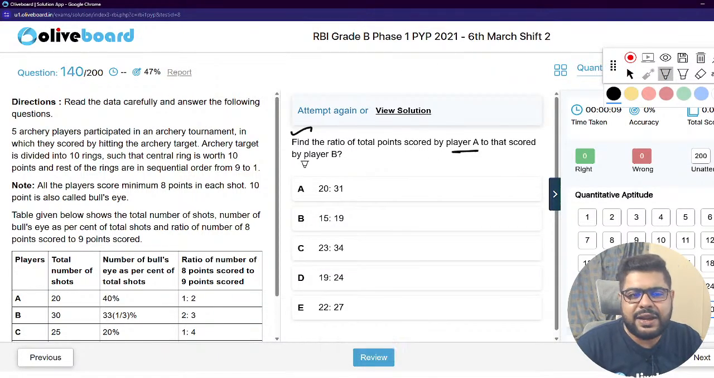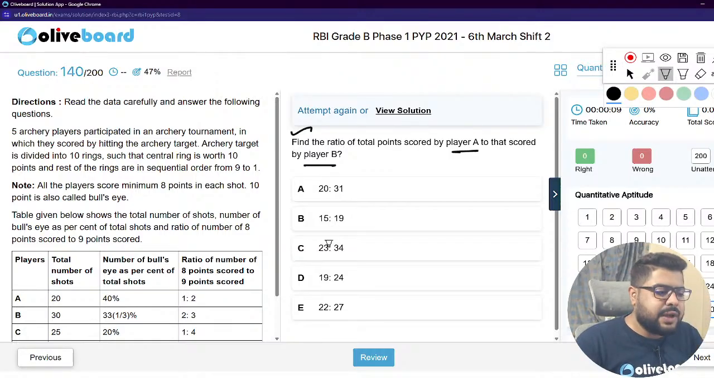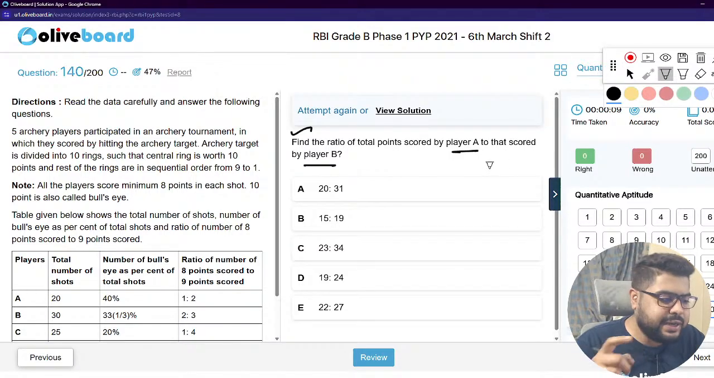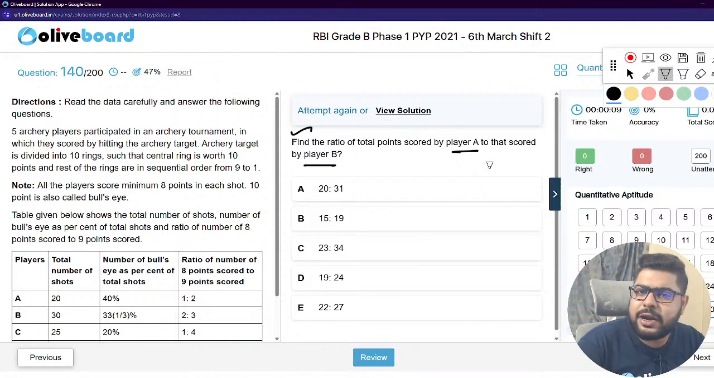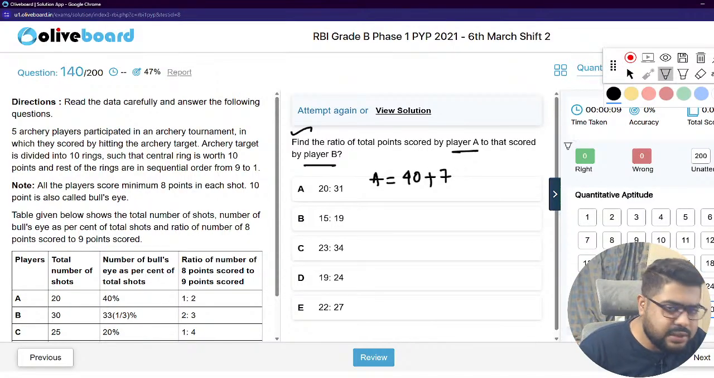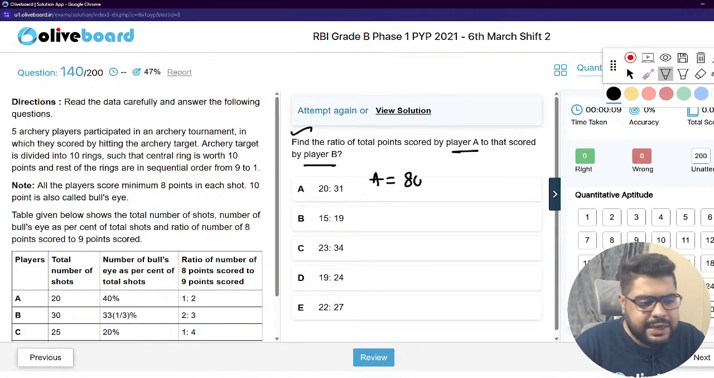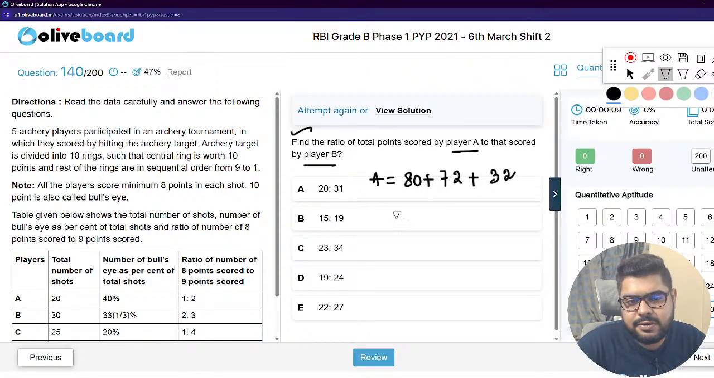Total points scored by A, total points scored by B. Total points scored by A will be: 8 10 pointers is 80, 8 9 pointers is 72, and 4 8 pointers is 32. So 80 plus 72 is 152, plus 32 is 184.